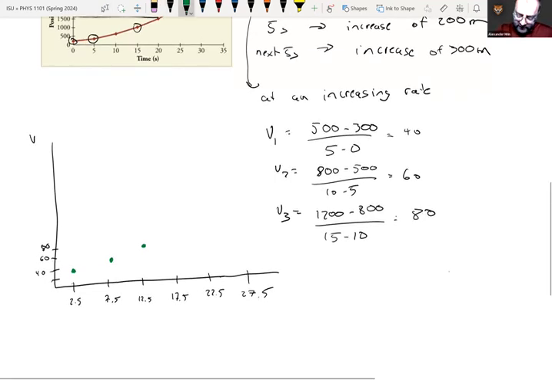So I'll only do the velocity for the first three. Looks like it started with some rate here. Looks like it would have started about there. But your velocity curve would look basically like that.